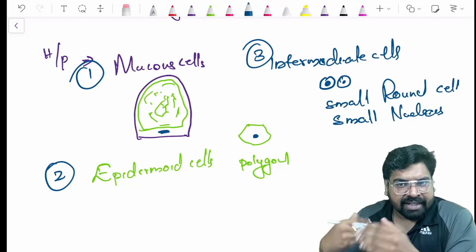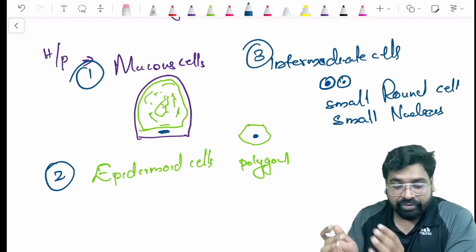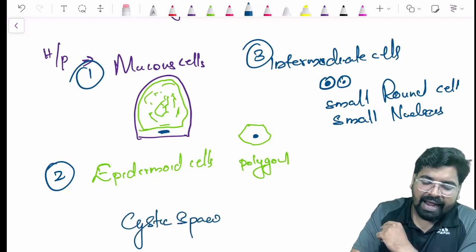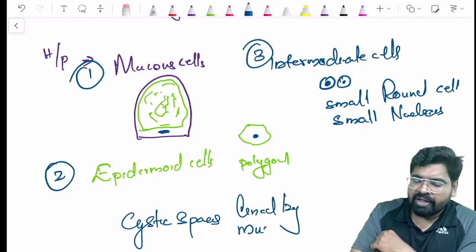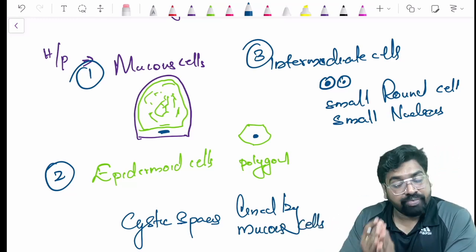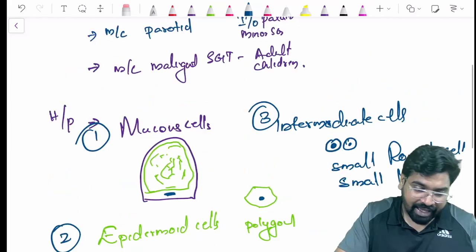Now about the architecture: if you see the architecture of MEC, they have a lot of cystic spaces lined by these mucus cells. That is the highlighting, identifying feature of mucoepidermoid carcinoma. That is what you have to identify when they ask an IBQ.